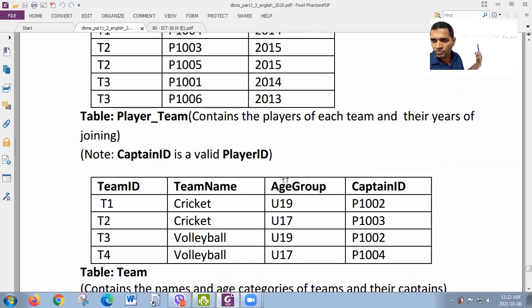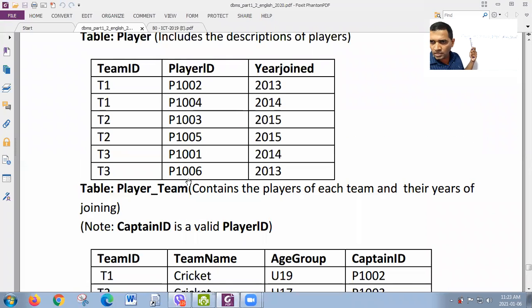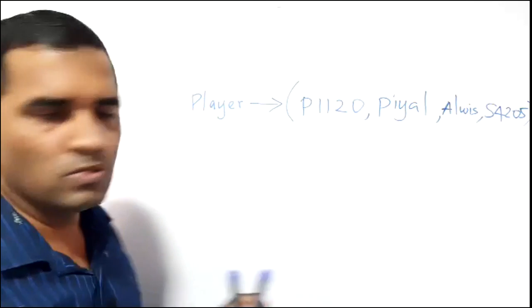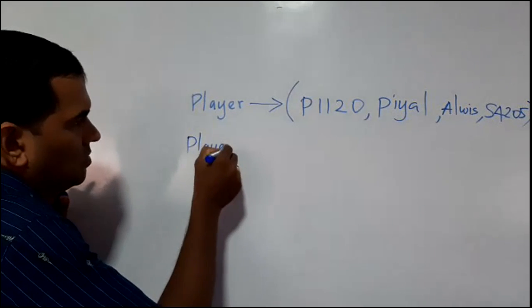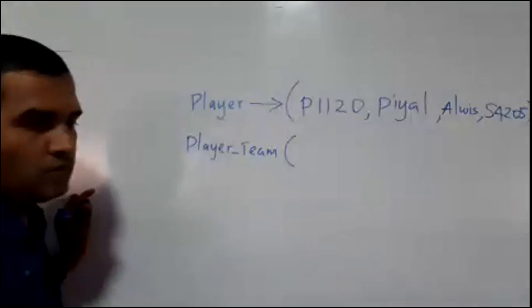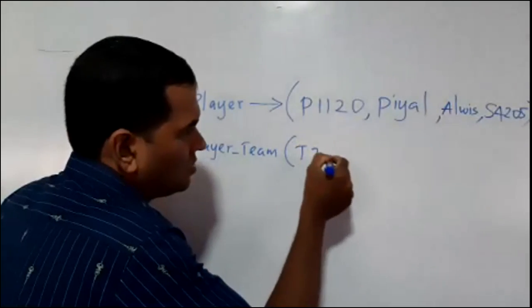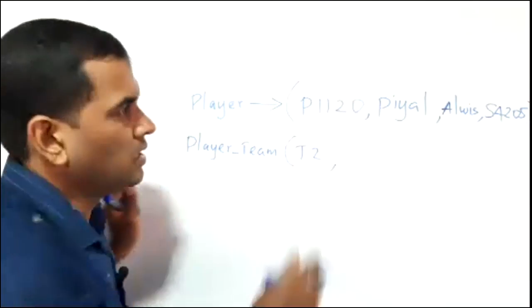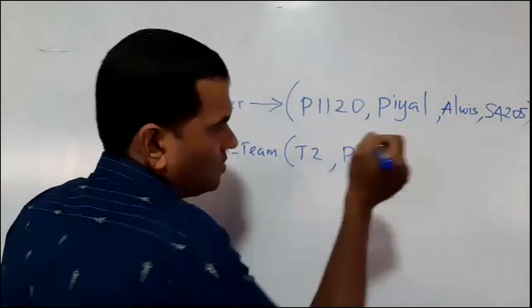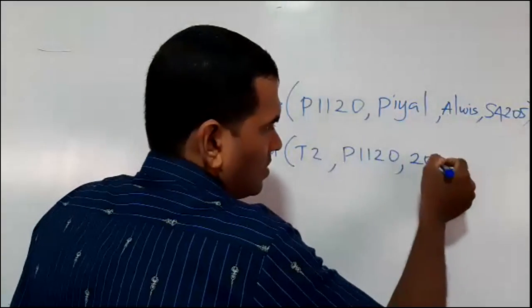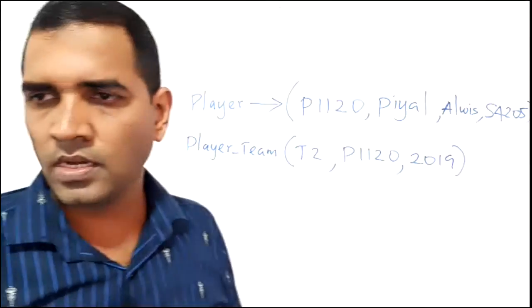So these are the three data. Team ID has to be obtained, and I can obtain it from the team table. So T2. The player ID P1120 and 2019 are given. This is the player team table. So first one, team ID, we have already taken T2, comma. Second field, what is it? Player ID. Here it is P1120, comma. Then the year joined 2019. All right. So these are the answers for that particular question.